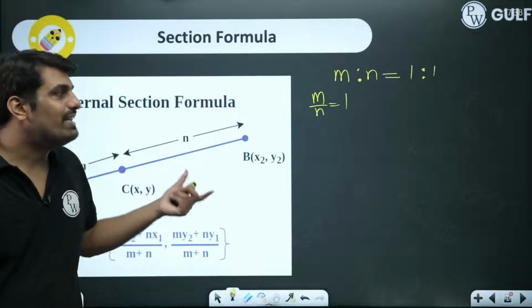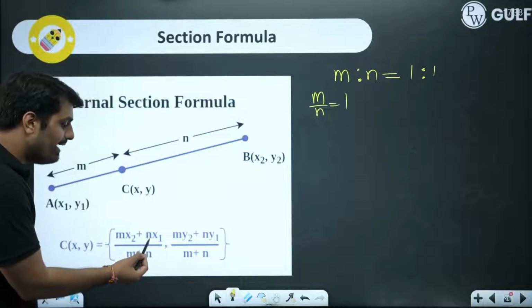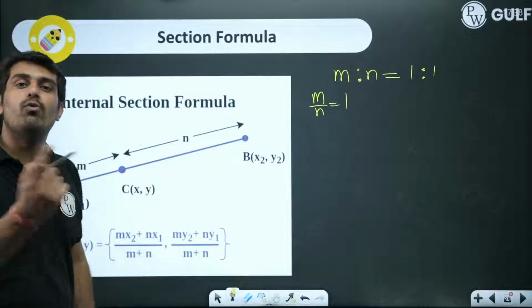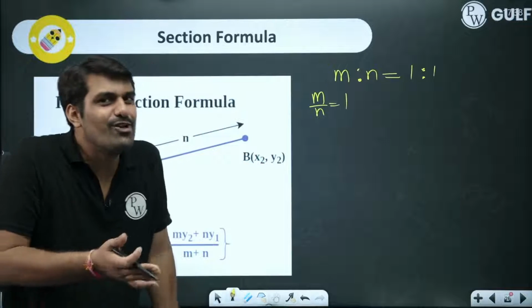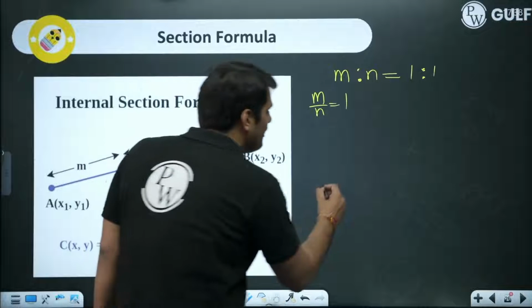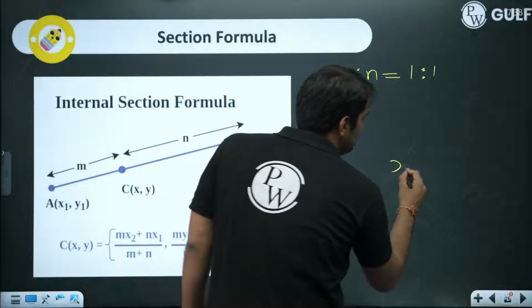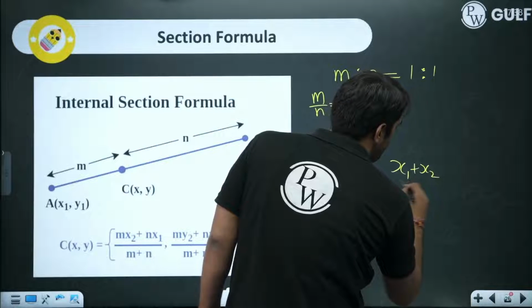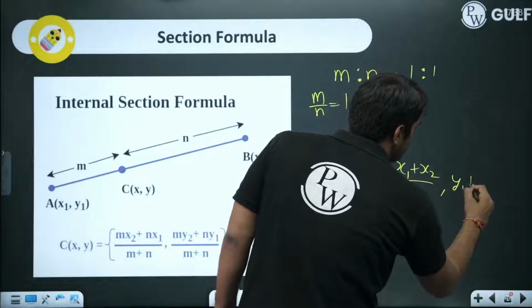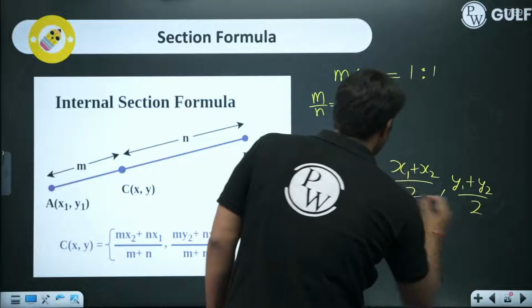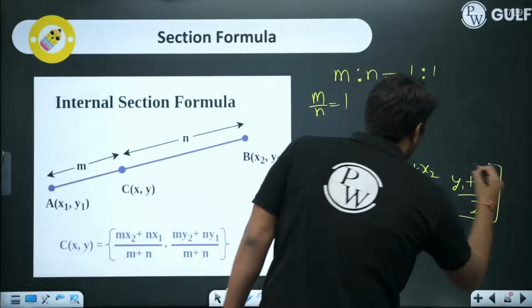When this happens, you replace m and n in all the cases by 1, and you come up with a new formula. What is that new formula? The new formula is that the coordinate x comma y of that particular point will be simply (x1 plus x2) by 2, comma (y1 plus y2) by 2. And this formula is known as the midpoint formula.